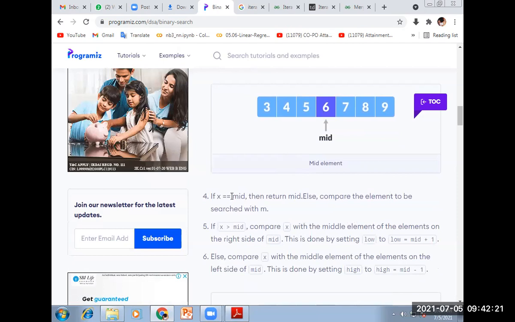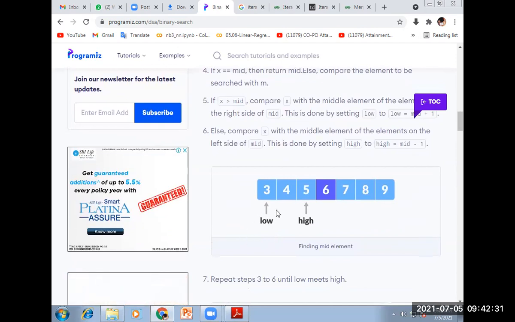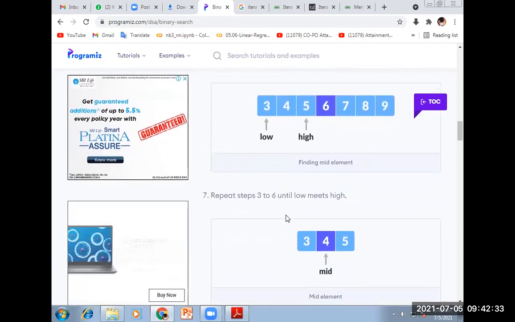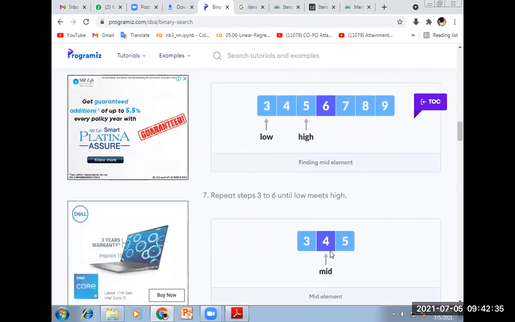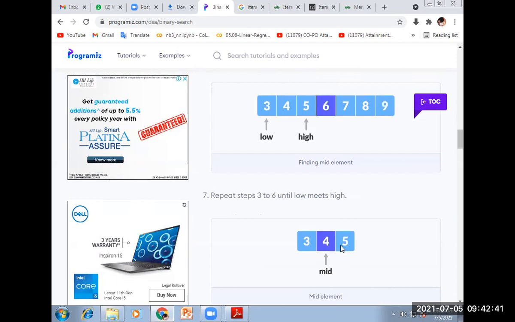See here what we have to do. If x equals mid, then return mid. Otherwise, compare the element to be searched. Mid is 4, and the searching element is 4, so we found the element. Just remember that binary search works only on a sorted array. Okay, clear, students?